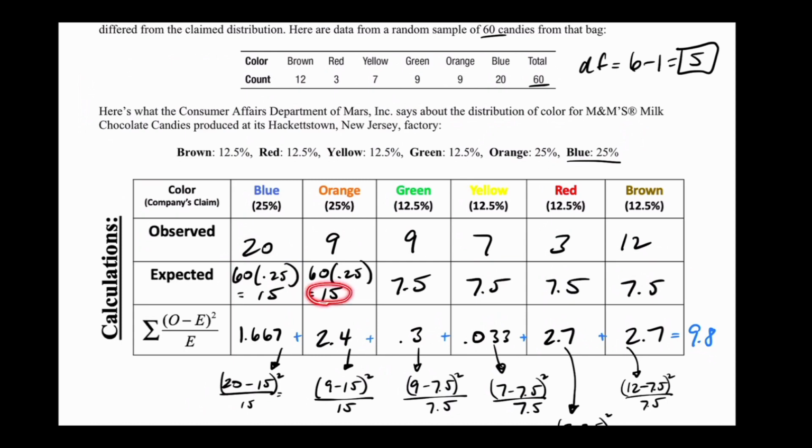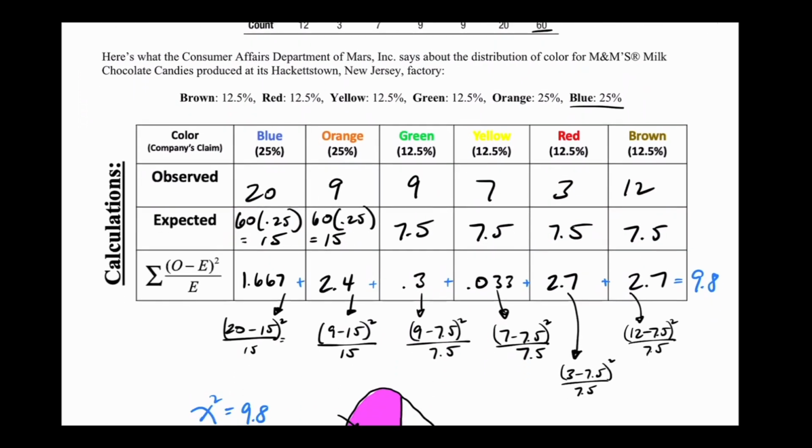Orange had 6 less than it was expected. Green, only about 1.5 off. Yellow is the closest, only half off from what I expected. Red is pretty far off, and so is brown. Okay, that's the expected. So then I use my formula.